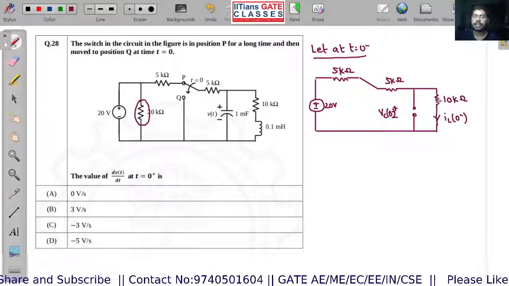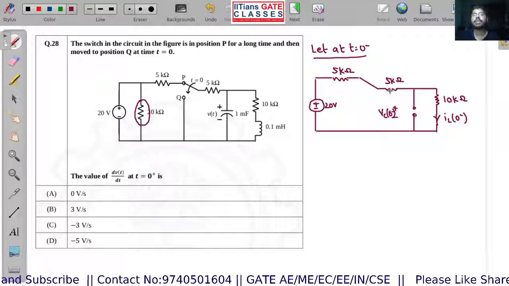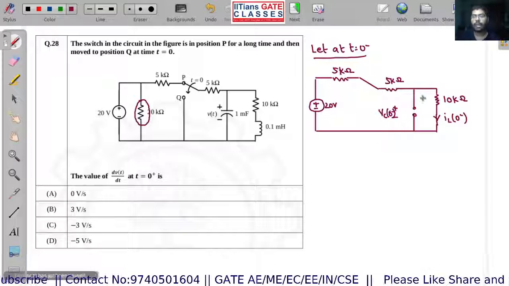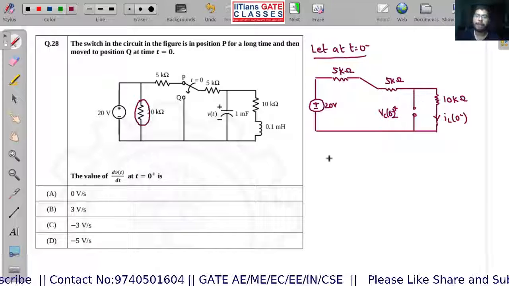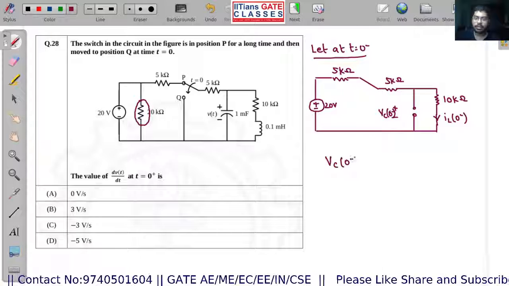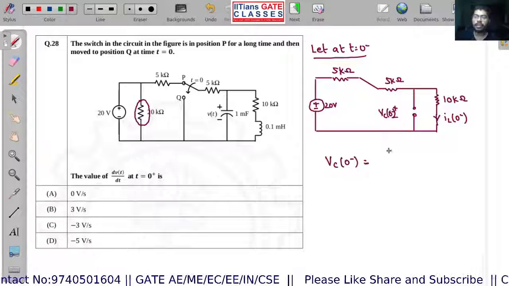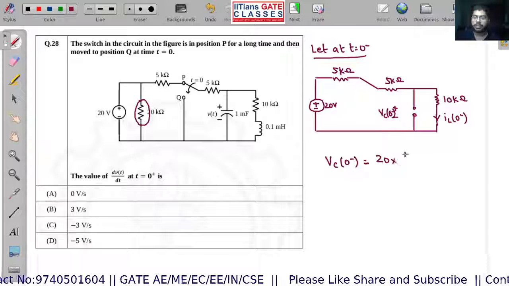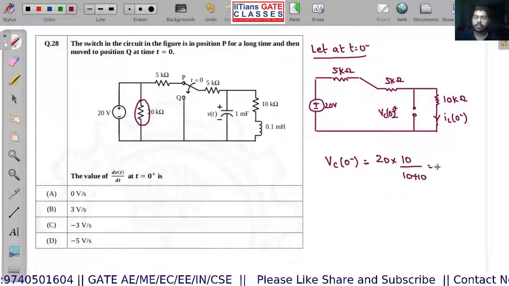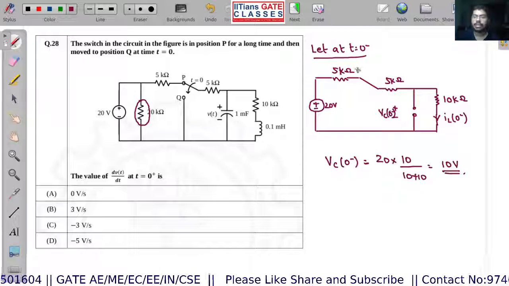You can see this 10 kilo ohm and this series combination of 10 kilo ohm is basically in series. So I am going to apply voltage division. So Vc0 minus is basically the voltage across this 10 kilo ohm. So that is 20 into 10 divided by 10 plus 10, which comes out to be 10 volt. So Vc0 minus is 10 volt.